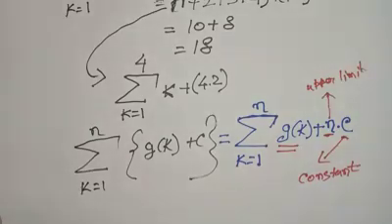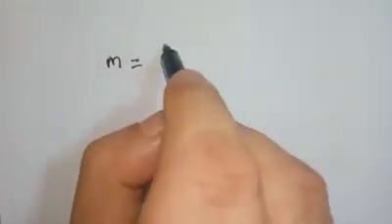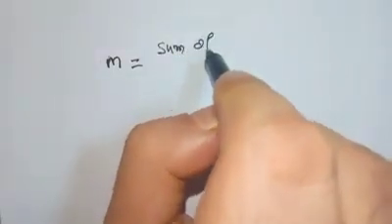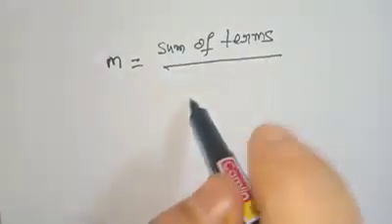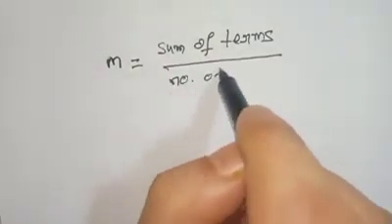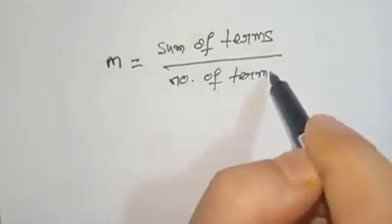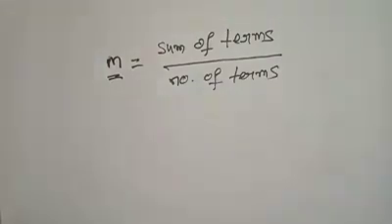Now let us take another example. This example would be something a little bit different. It would be how we can calculate the mean of a number. In general, we know from our school days how we can calculate the mean. So let me write the formula for mean. It is m, that is the mean. Mean equals the sum of terms divided by the number of terms. And this is generally how we calculate the mean, right?